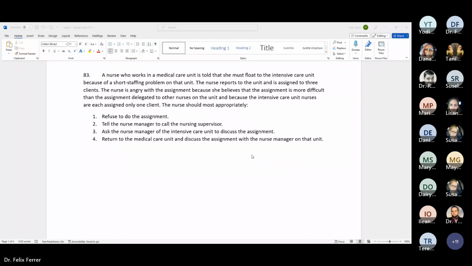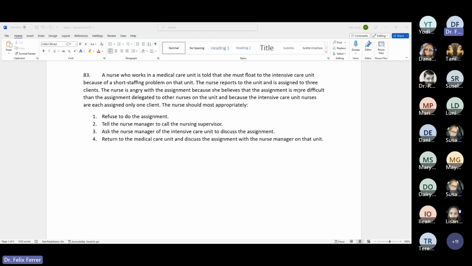But you can refuse an assignment, right? Yeah, you can refuse an assignment. You can say, I'm not feeling safe for this assignment, but you have to accept to float. So I'm right here, just working in a medical care unit, and she must float to the intensive care unit. She's not familiar with that type of patients.